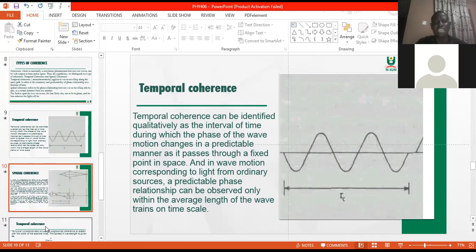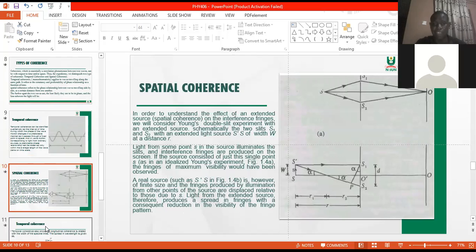Now let's look at the spatial coherence. Because of our time, we have less than 5 minutes. This single source of light passes through a slit and forms on a screen. In order to understand the effect of an extended source, or spatial coherence, on the interference phase, we consider the Young double slit experiment with an extended source. Can you see? You can see the source is extended. It's not like the other one that is just a single source. You can see it is extended, the arrow going to S1 and S2.